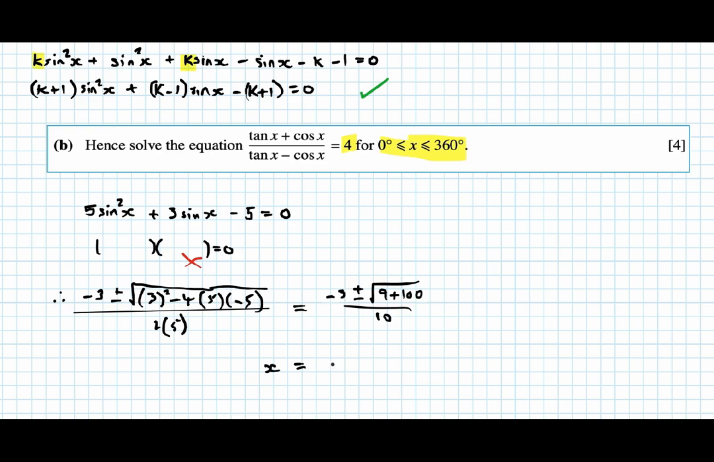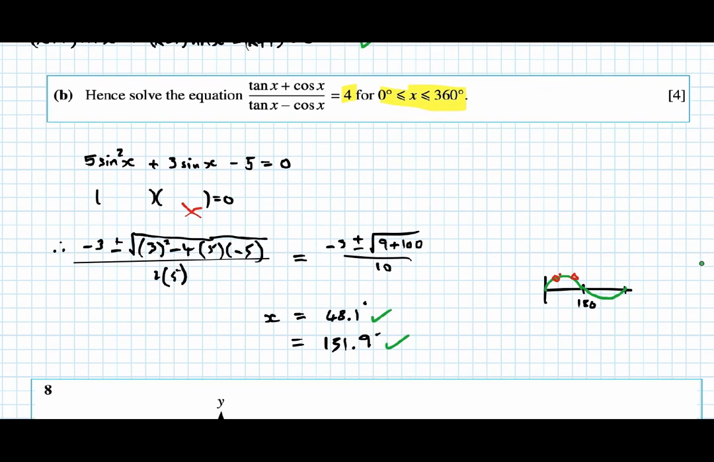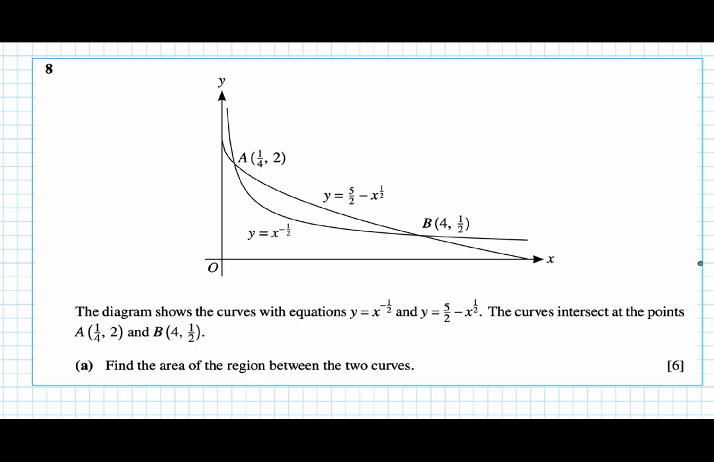And x is equal to 48.1, we'll say. You should know something, but let's not just pretend. You draw your graph, or use your unit circle, or just remind yourself that the second solution for sine would be 180 minus. That's the way to remember it, or just draw your graph and you'll see it anyway. So 48.1 from 180 is 131.9. So there are your two answers for that.